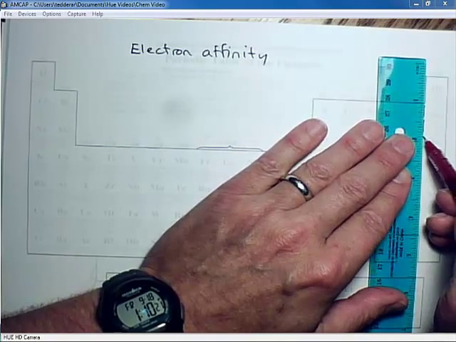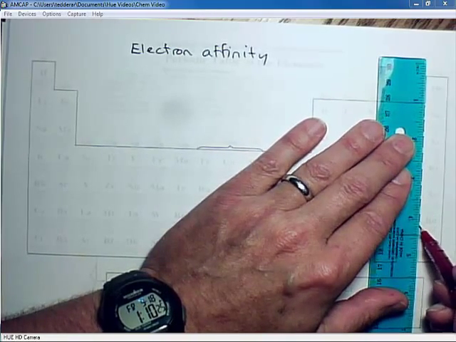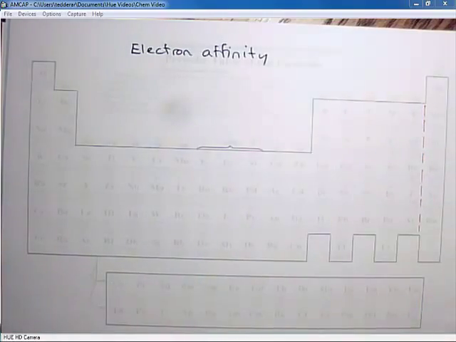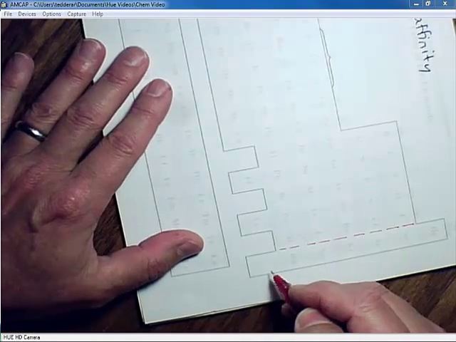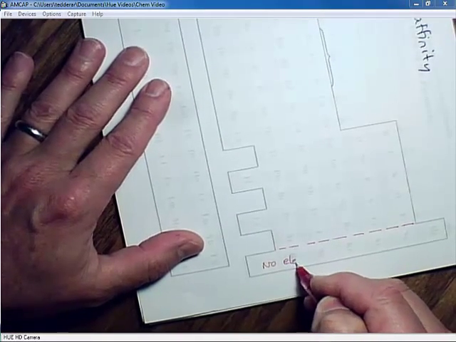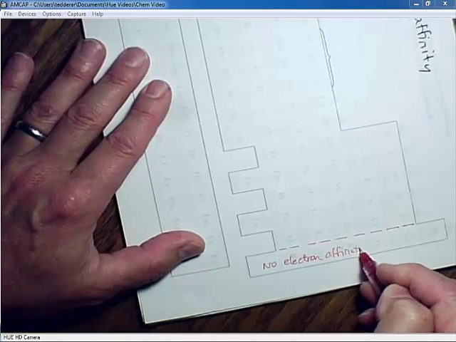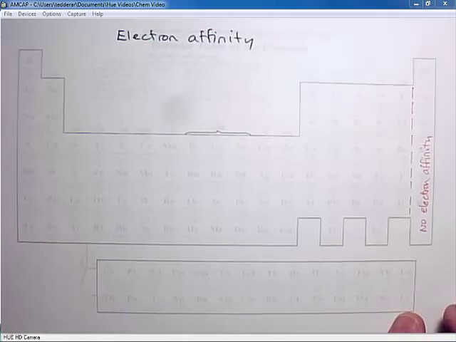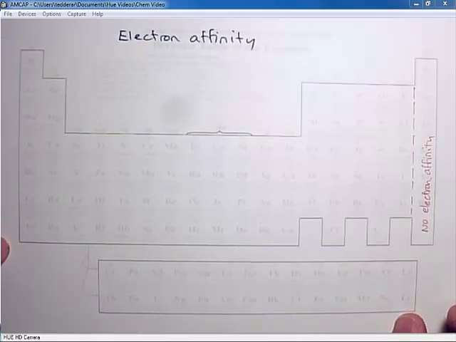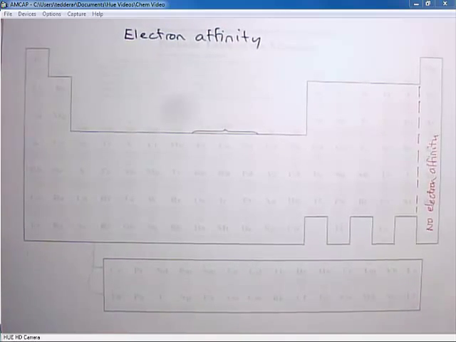Now, noble gases won't accept electrons. That's because they already have 8 valence electrons. They're full, they're happy, they're done. So there is virtually no electron affinity in the noble gases. That's important. You've got to understand the structure of the noble gases. They already have a full octet. They don't want any extra electrons.